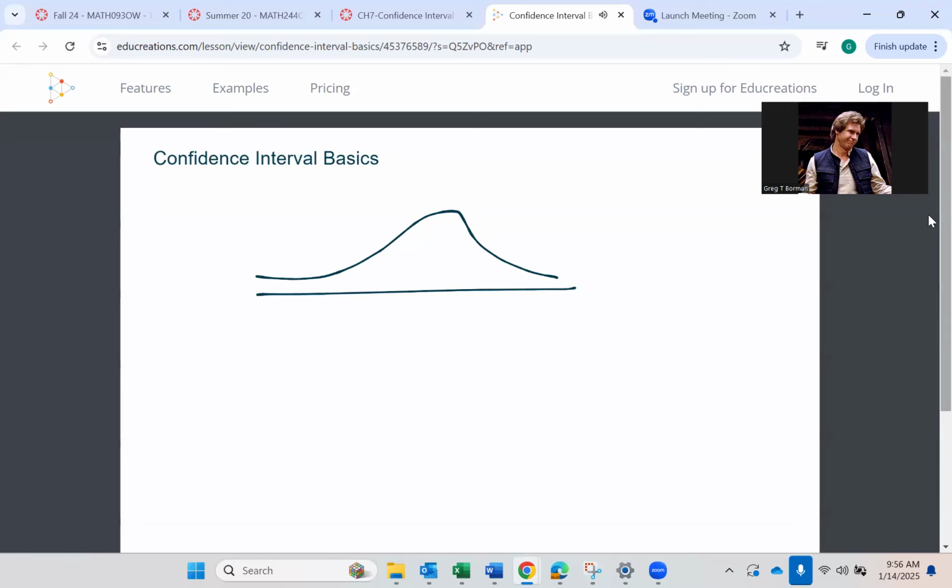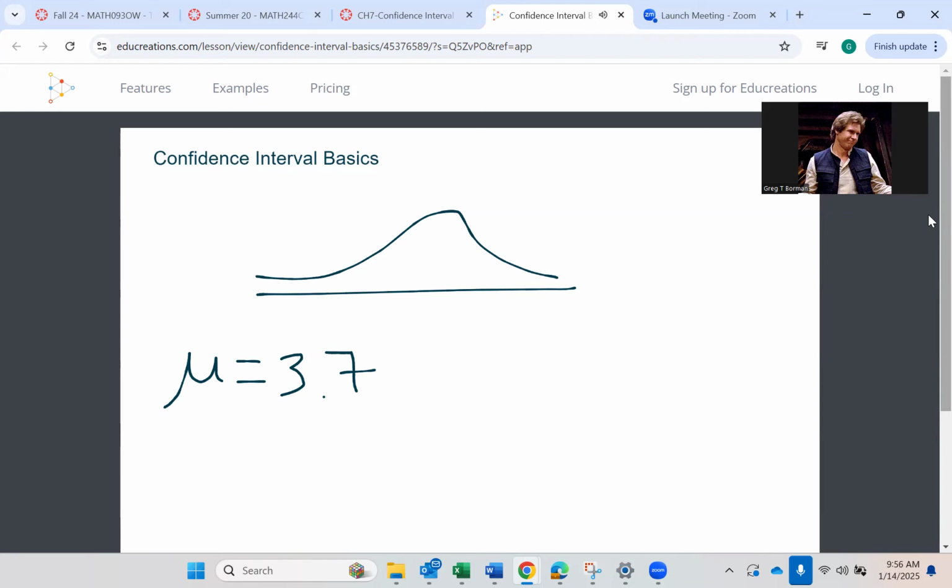Let's pretend that we are interested in the average number of donuts people eat per week. The actual average we would call mu, because mu stands for the population mean, the population average. And let's say that mu is 3.7. So the actual number of donuts that the average person eats per week is 3.7 donuts per week. And that's what we want to know.